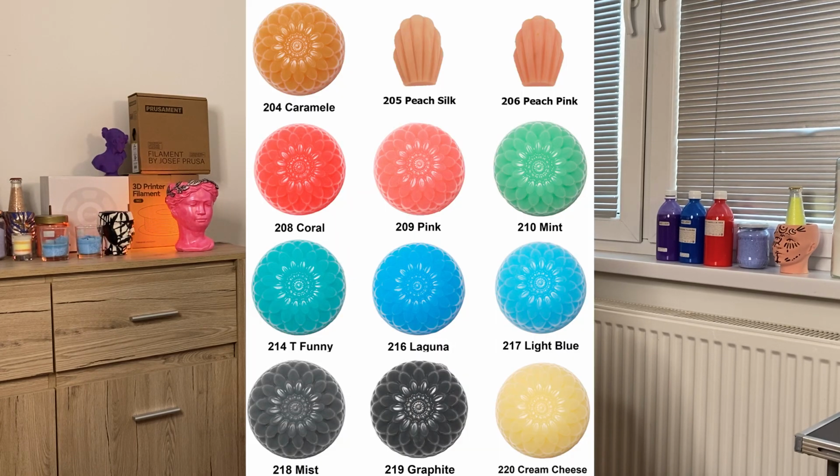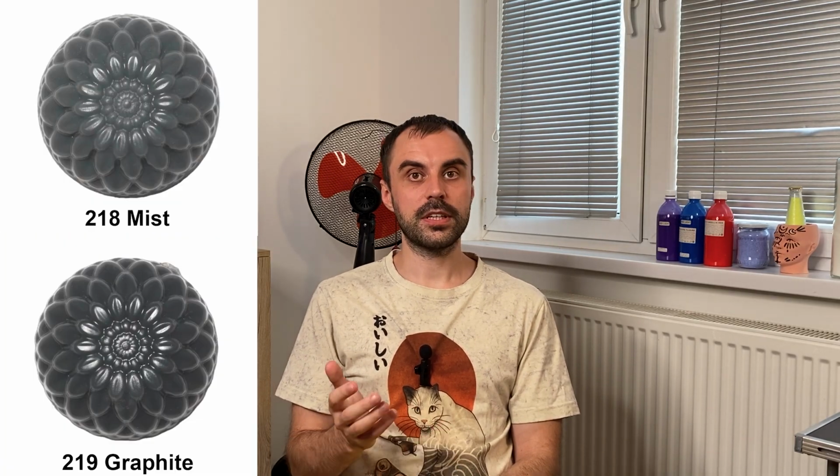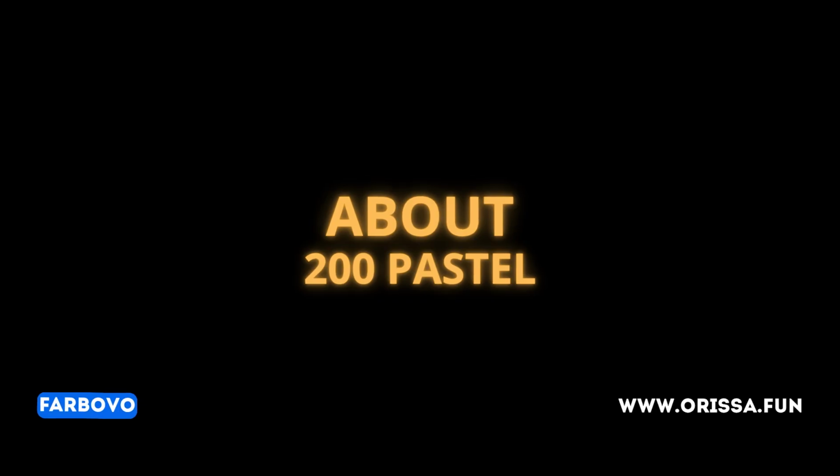A palette of 12 pastel colors. Includes exclusive shades like caramel, peach silk, peach pink and cream cheese. What's the difference between mist and graphite? Mist is light gray, graphite is dark gray. Even with this palette you can make anything: animals, deserts, flowers and more.